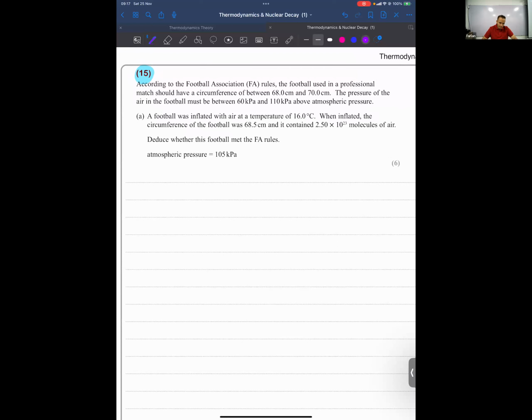The football was inflated with air at a temperature of 16 degrees Celsius. When inflated, the circumference of the football was 68.5 centimeters, and it contained this many molecules. Deduce whether this football met the FA rules. That's an easy question, even though it's a 6 marker. Atmospheric pressure is 105 kilopascals.